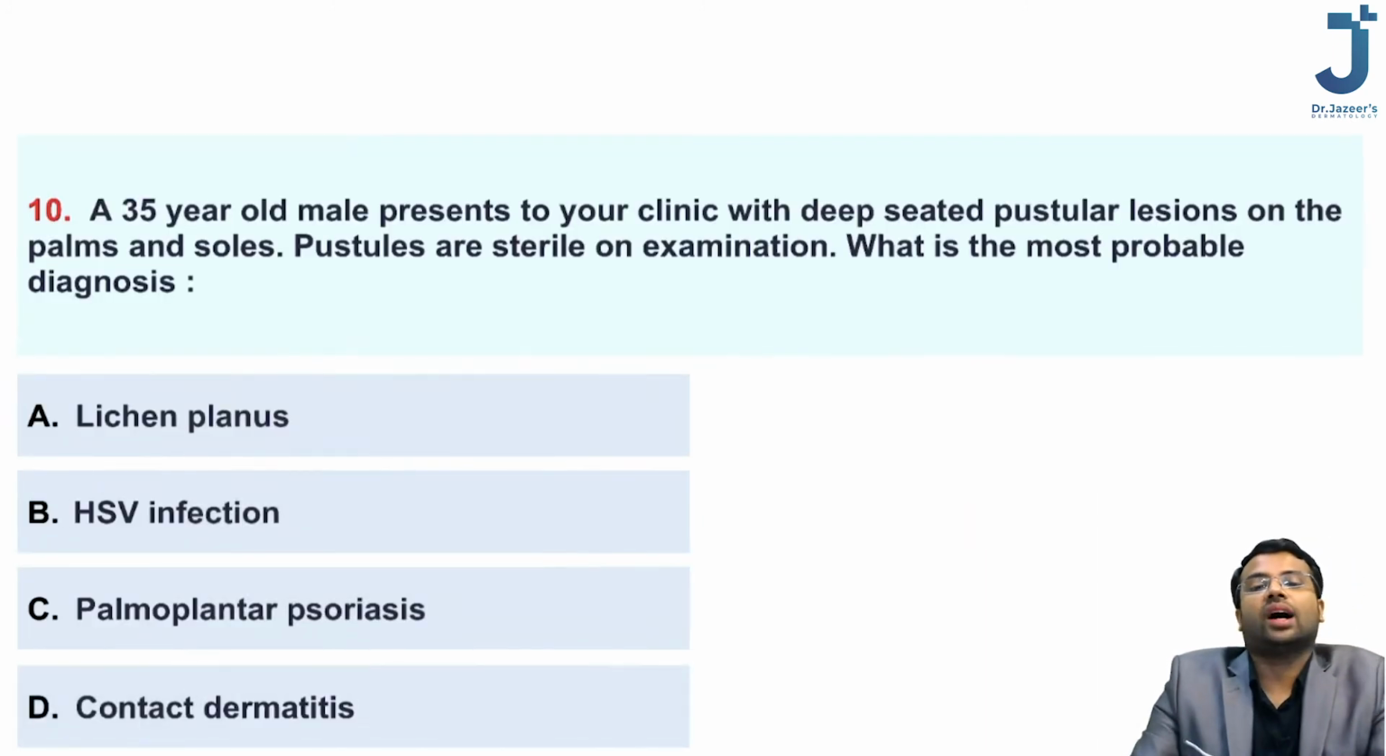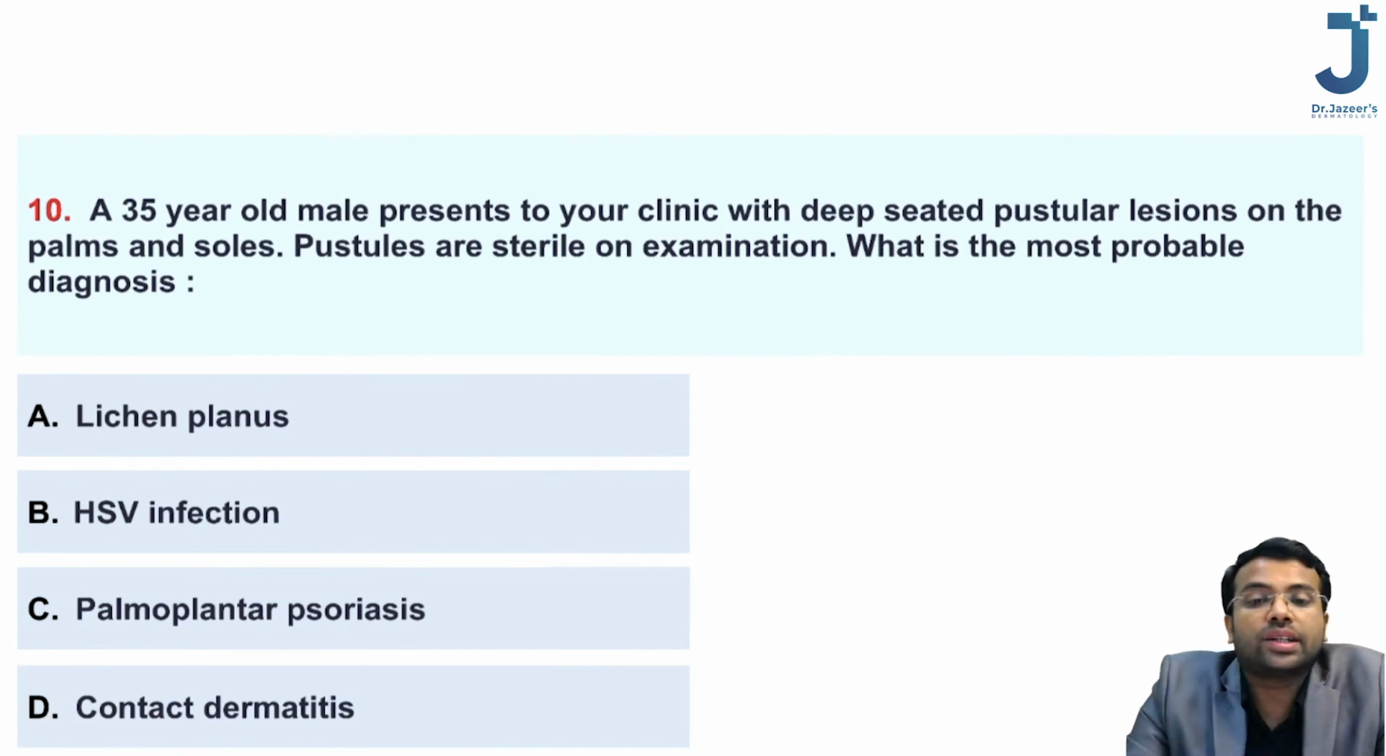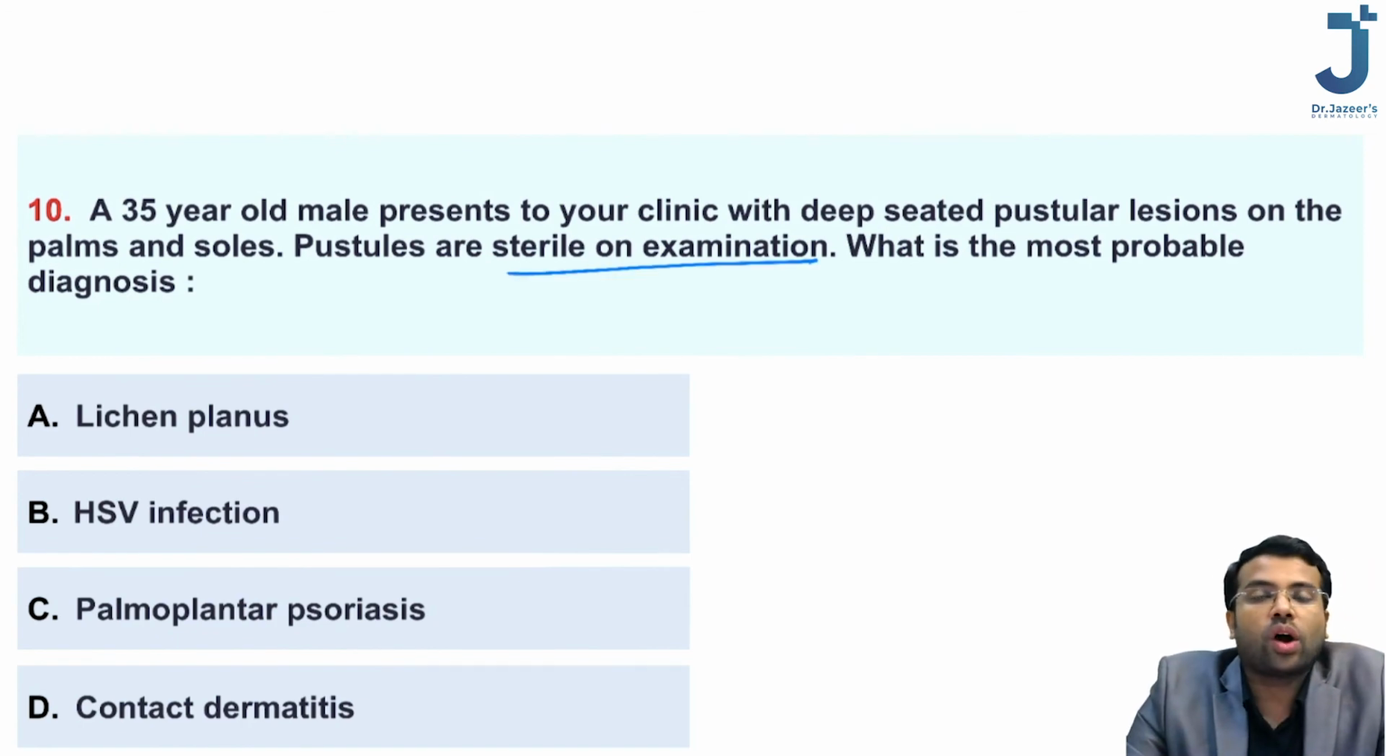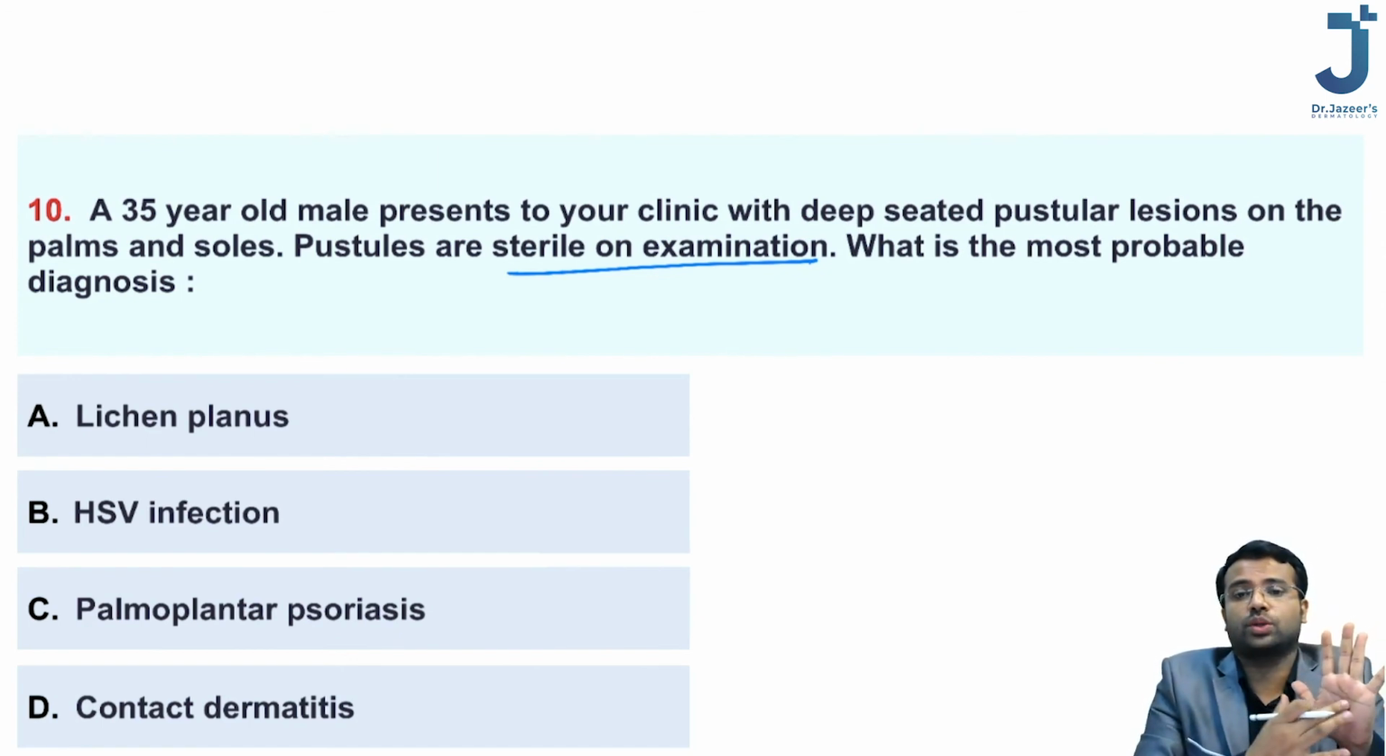Now let us see the last MCQ for the day, that is, a 35-year-old male presents to a clinic with deep-seated pustular lesions over the palms and the soles. So these pustules are sterile on examination. What is the most probable diagnosis? So this is a patient who is presenting with multiple pustular lesions.